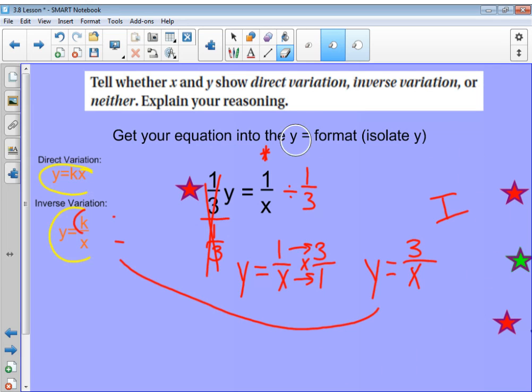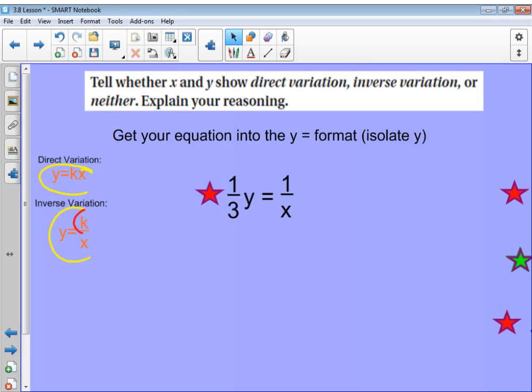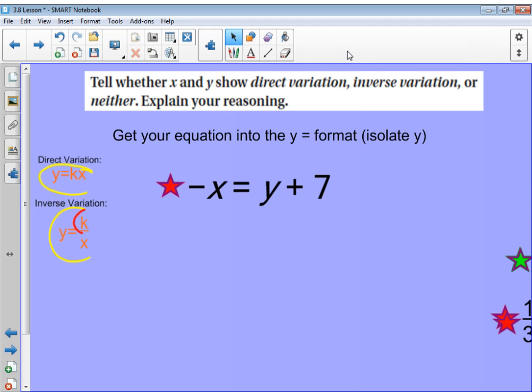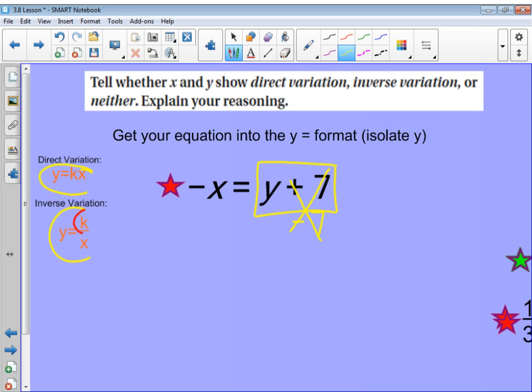So today we're really just working on isolating y and then identifying which of the formats it falls into. Okay, so here we have negative x equals y plus 7. This one's set up a little different because this time the y is on this side, so we're going to have to move that 7 because we want the y by itself, not the x. Right now it's y plus 7, so we're going to subtract 7. So I've got minus 7 over here, and then still a minus x equals y.